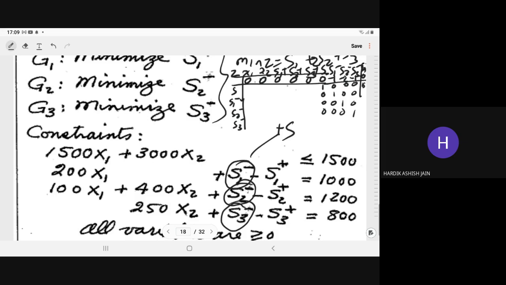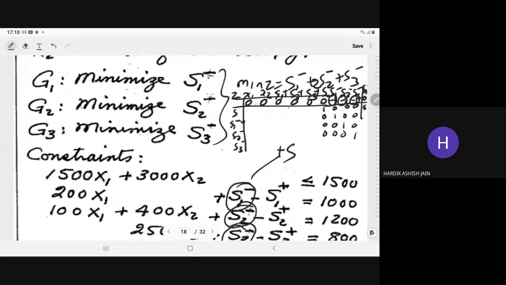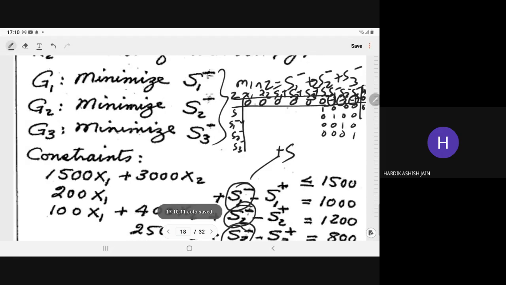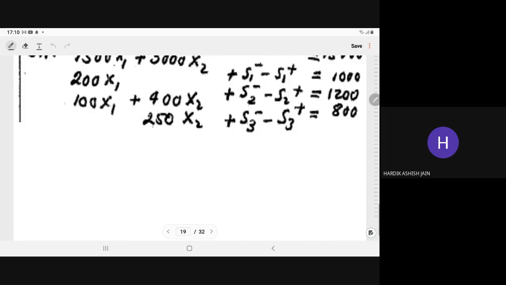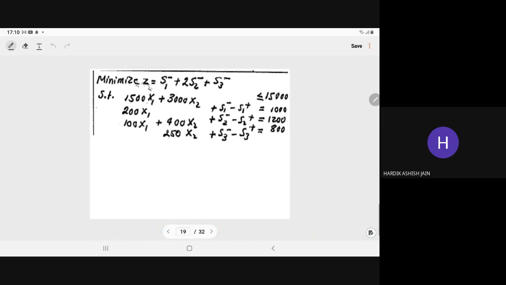So the first table, can you tell me what is the inconsistency in the first table? The Zj minus Cj for the starting table are not zero, because s1 minus, s2 minus, s3 minus are basic variables, and so the corresponding Zj minus Cj must be zero. So first we have to make our table consistent.